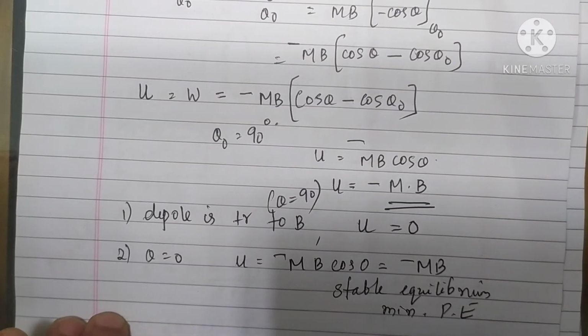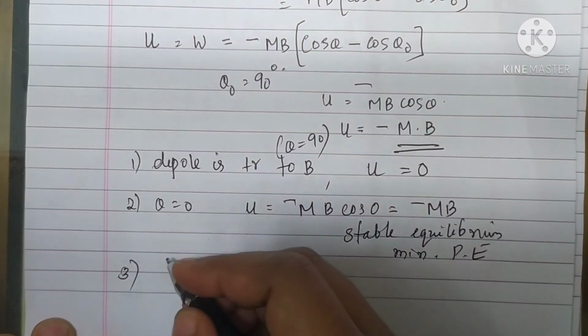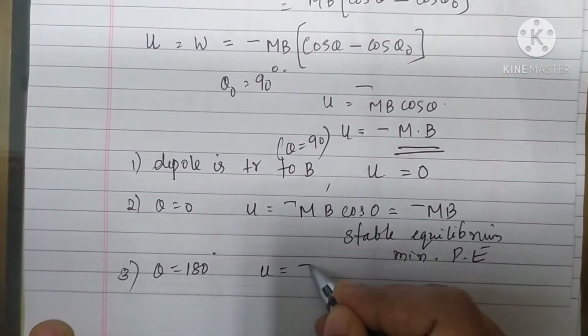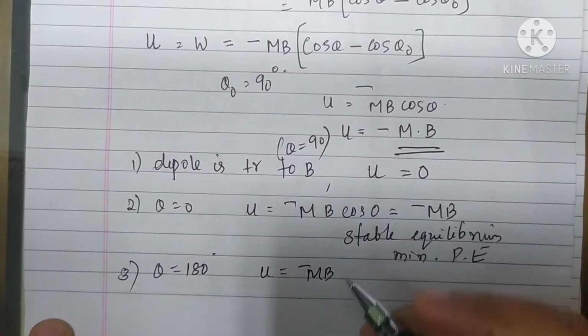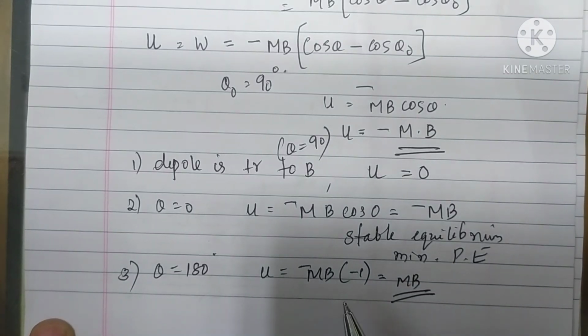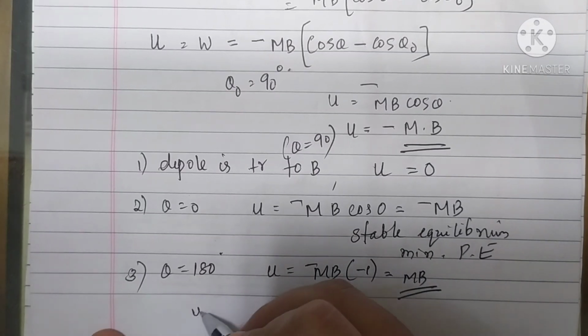Clear for you? And the third case is when theta is equal to 180 degrees. When theta equals 180, U equals minus mB into cos 180, which is minus 1. So it will turn to plus mB. So this is the maximum potential energy, and it is the position of unstable equilibrium. That is, both are anti-parallel. That is, the direction of the magnetic field and the magnetic dipole are anti-parallel. It possesses the maximum potential energy, and it is the unstable equilibrium.